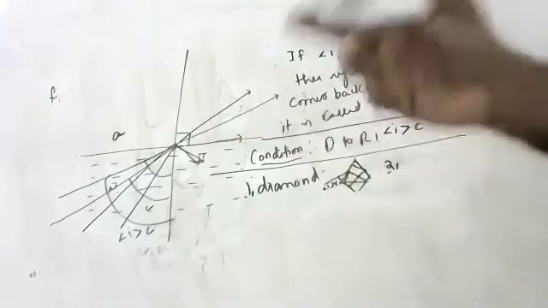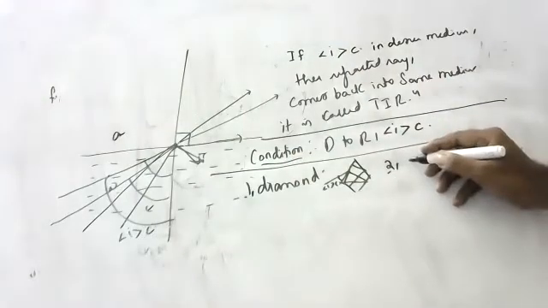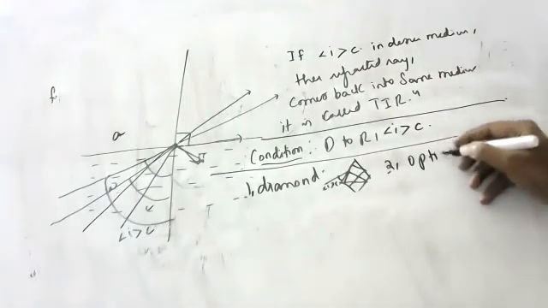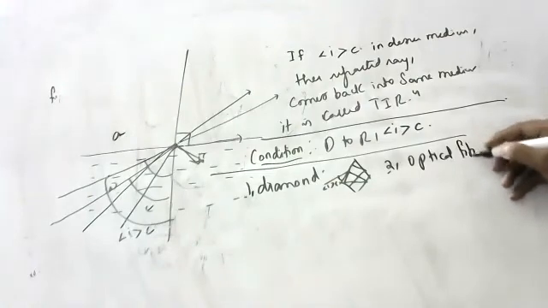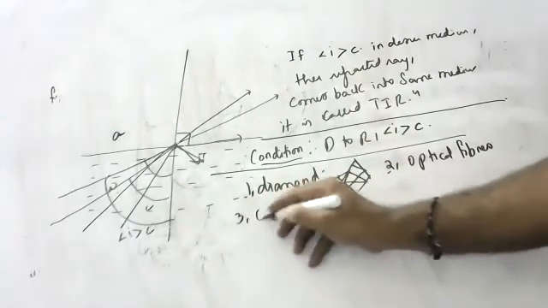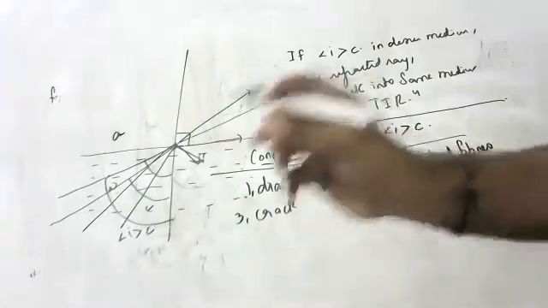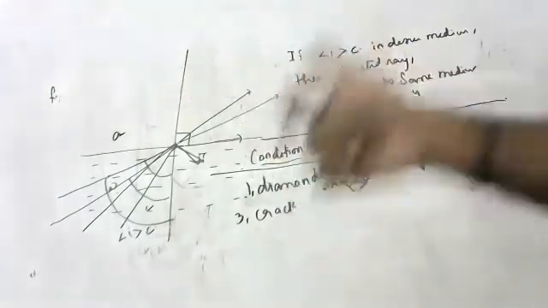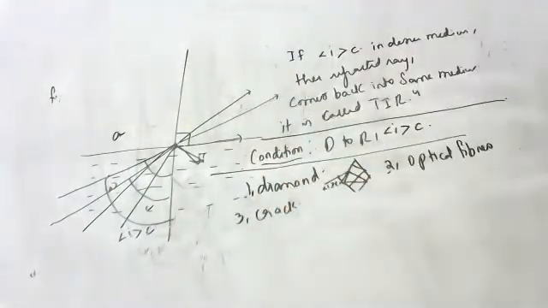Forever it keeps on reflecting, and diamonds shine. And even, children, optical fibers, which are used in internet connections and phone connections and laid under the ground, also work on this principle. Children, sometimes you see a crack in a glass. If you see a crack in a glass, sometimes it shines. Why does it shine? Because of total internal reflection.